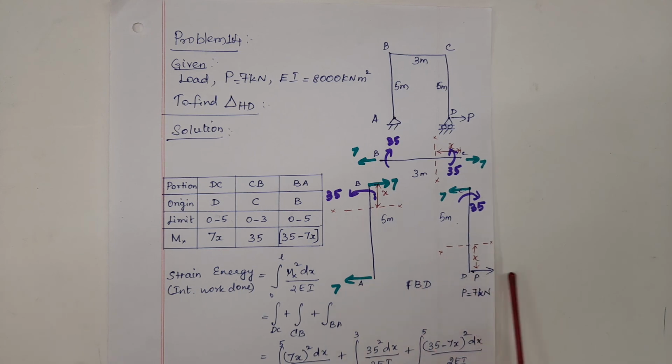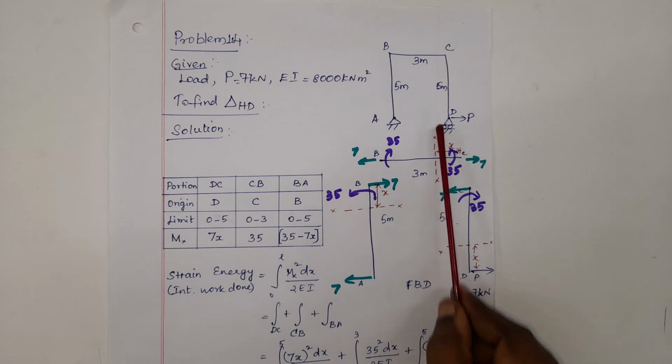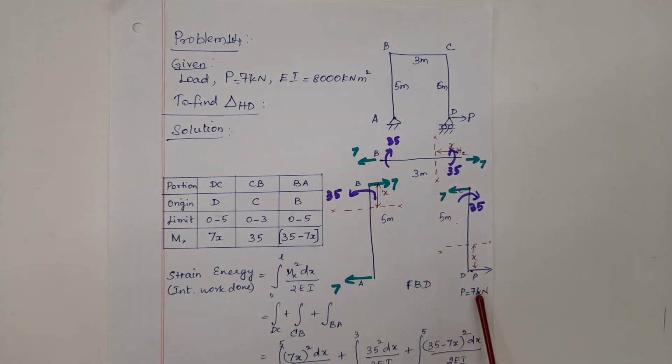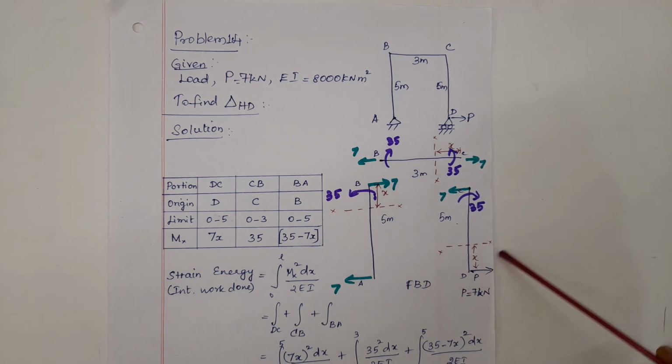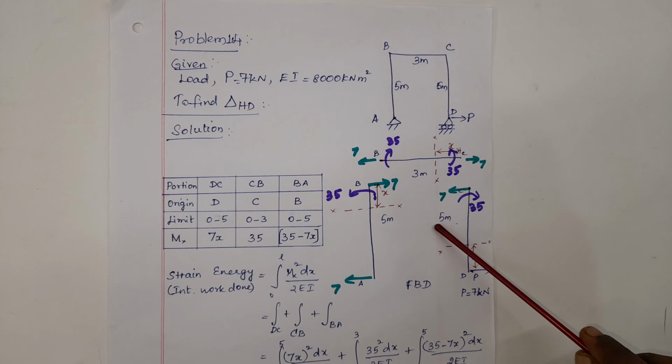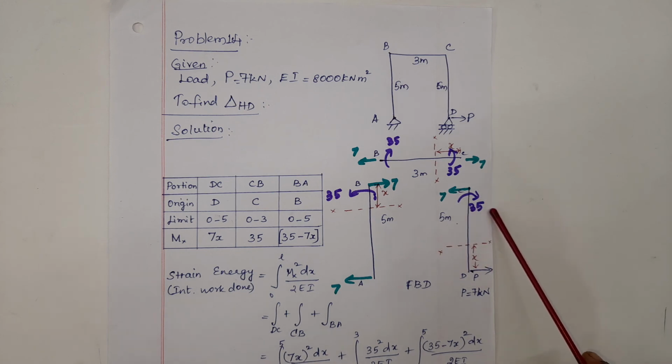Next, this load is at some distance from the other end. The distance is 5 meter. So 7 into 5 is 35 kilonewton meter acting in this direction. Let's check the direction: anti-clockwise. So the resistance will be in the clockwise direction. So this is shown here.